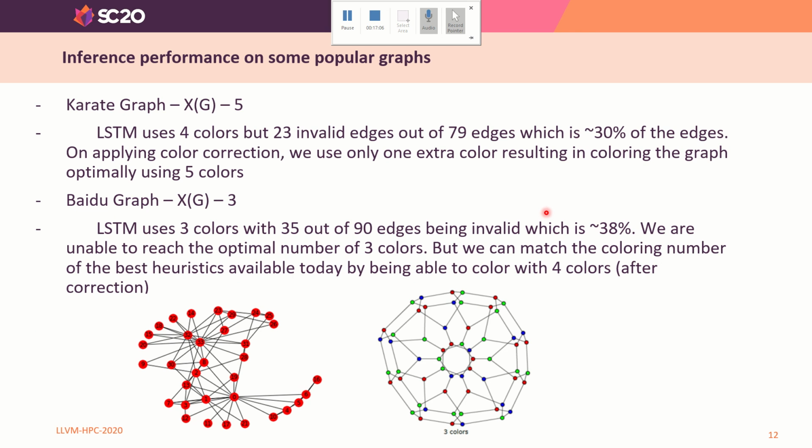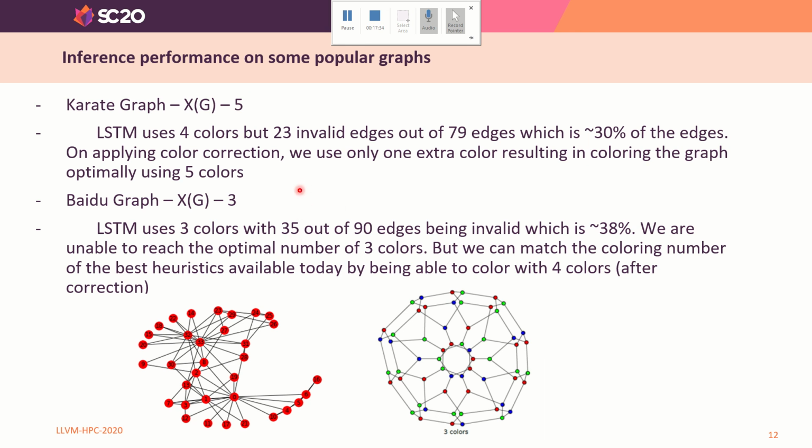In addition to this, we have done inference performance on some other popular graphs, which we will talk about now. There is also some additional information in the paper, which you can look at. One of the very well-known graphs, once again studied in the graph coloring literature, is called the karate graph, and it has a chromatic number of 5. So our LSTM uses 4 colors, right?